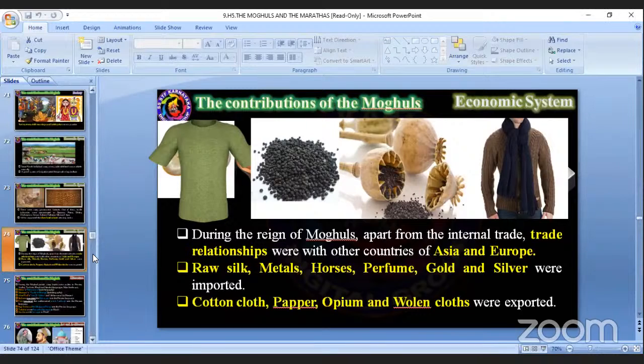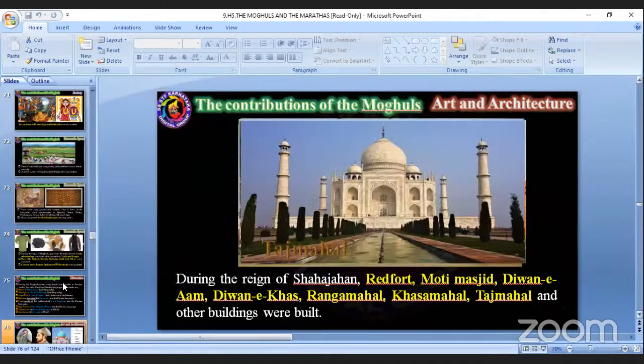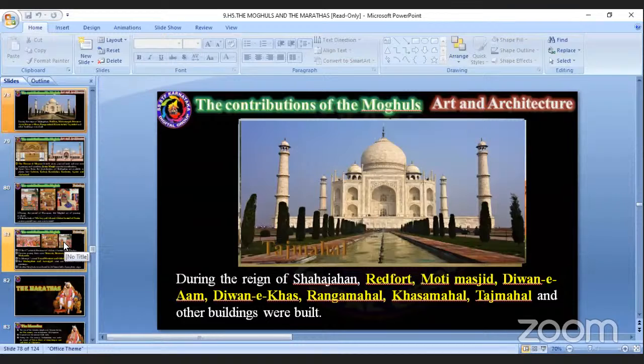Dear students, in the last class we discussed the art and architecture of the Mughal rulers. Today we will discuss the Marathas.